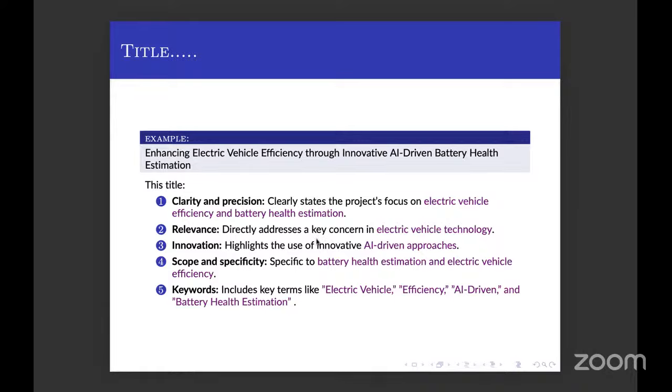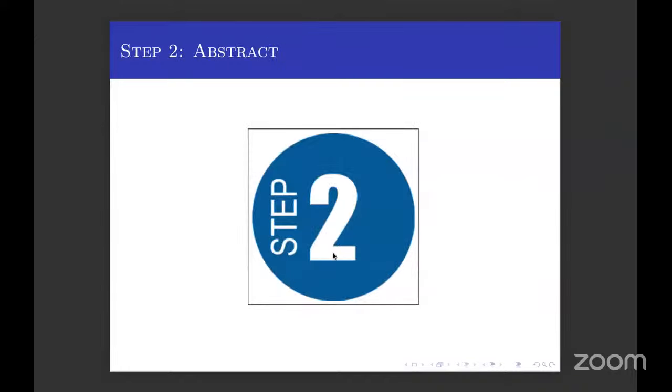So with this, the reviewer can have in mind that, okay, he is doing something which is unique, which has clarity and precision, relevance, innovation, a scope, and better keywords which are used nowadays. So now coming to the abstract.